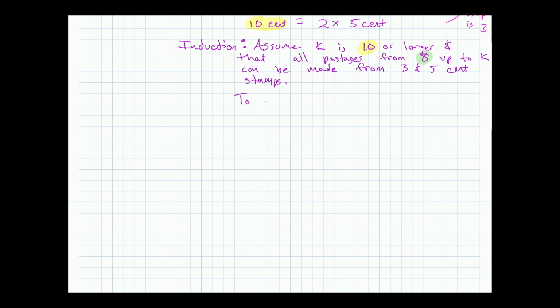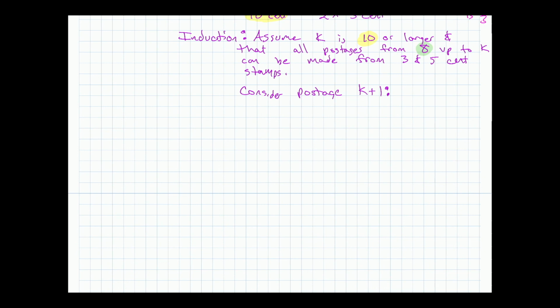Actually, let's consider postage K plus 1. You don't have to write it this way. This is just hopefully easy to understand. So we're trying to make postage K plus 1.